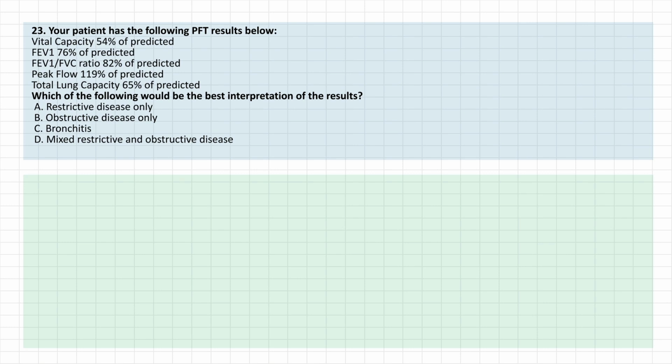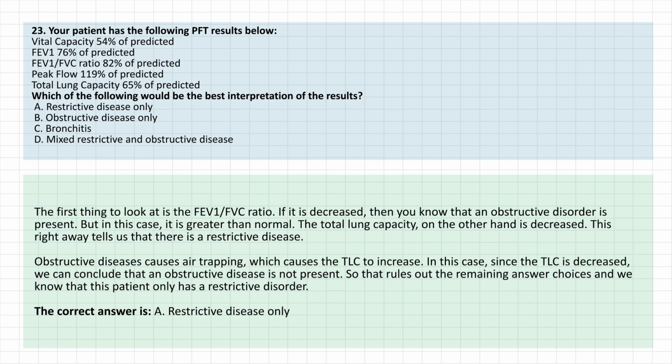A. Restrictive disease only. B. Obstructive disease only. C. Bronchitis. D. Mixed restrictive and obstructive disease. The correct answer is A. Restrictive disease only. The first thing to look at is the FEV1 to FVC ratio.